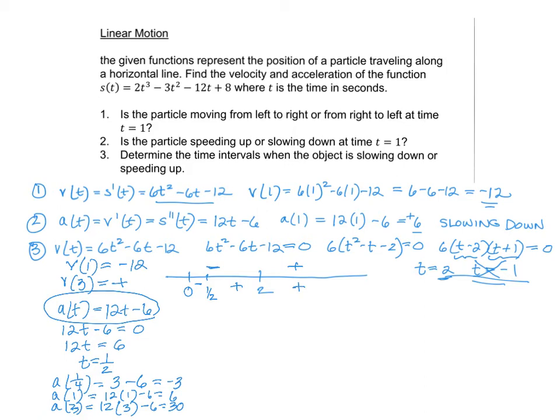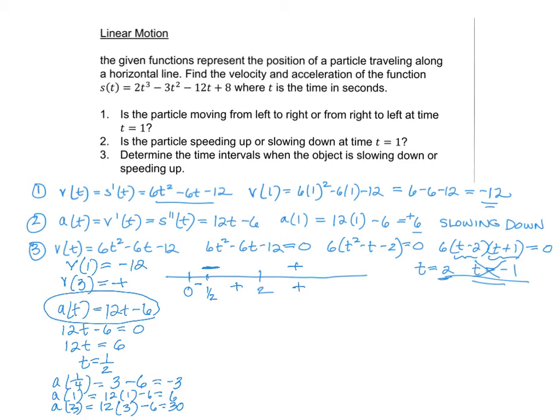All right, so let's find out when these match up. We have to have the velocity, which is up above the number line, and the acceleration matching up in sign. So we know between 0 and 1/2 we have a negative acceleration, and we also have a negative velocity. All right, so between 0 and 1/2 seconds, the object is speeding up.